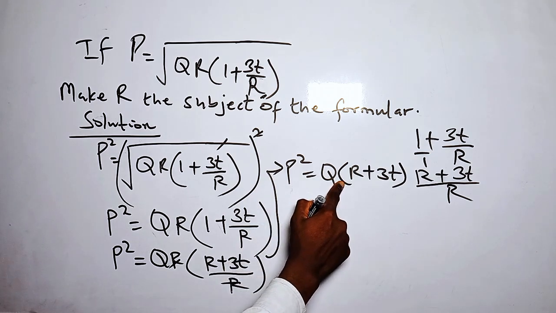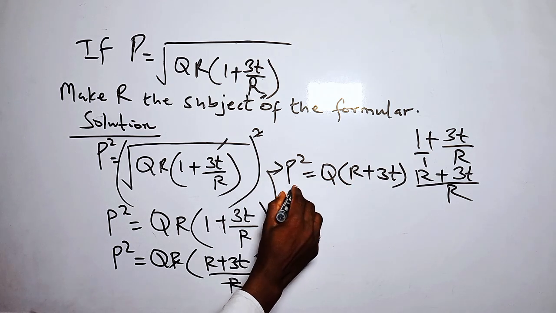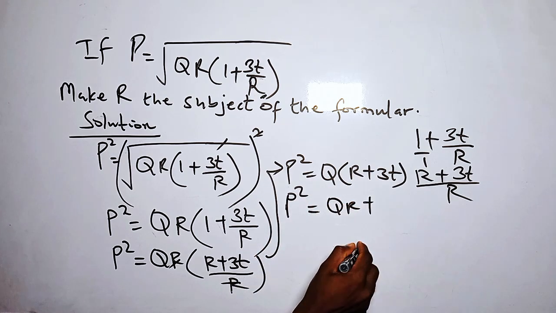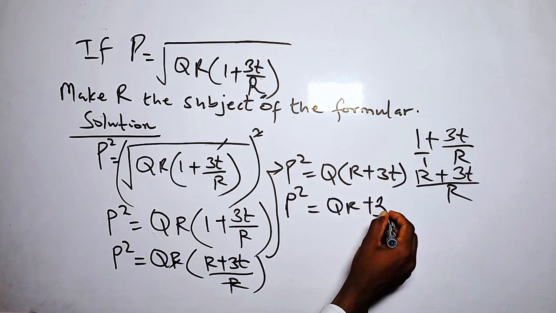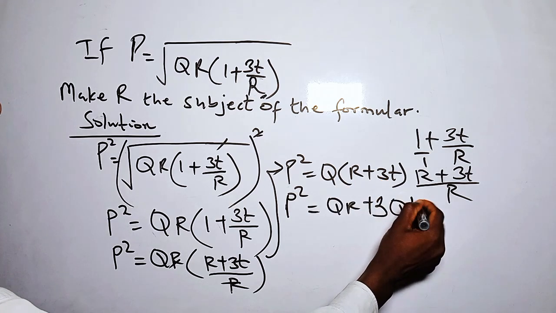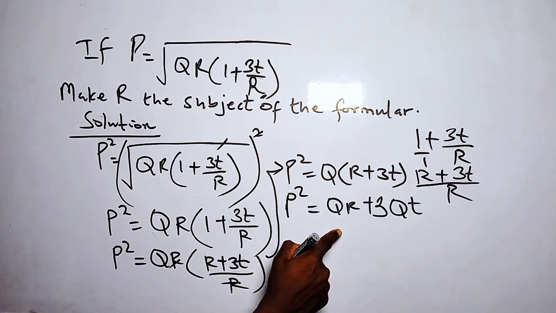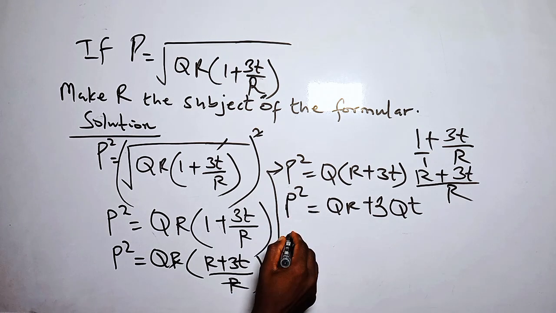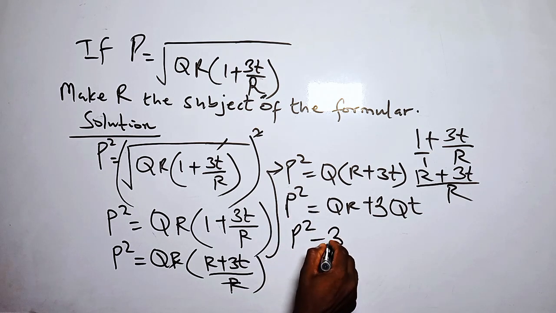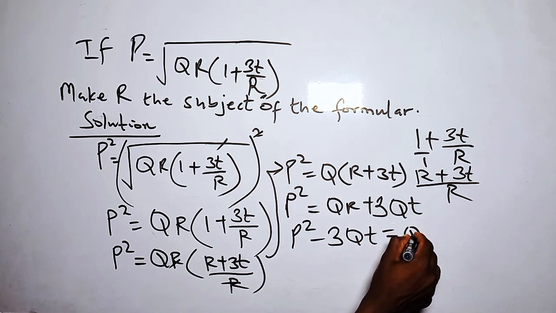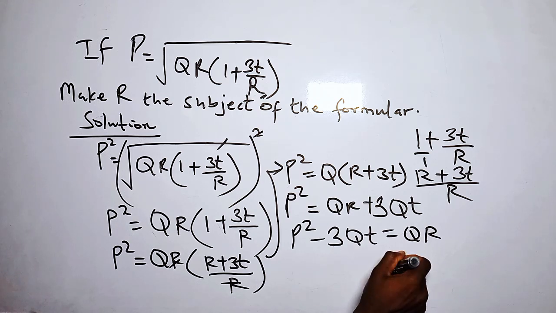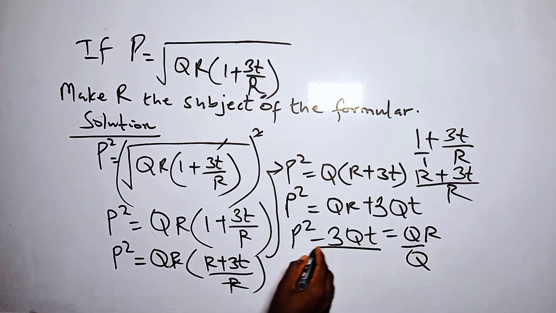Let us distribute this with Q, where Q times R is QR, plus Q times 3t is 3Qt. So let us subtract 3Qt from both sides. When we do that, we have P squared minus 3Qt equals QR. Since we are looking for R as the subject, let us divide both sides by Q.